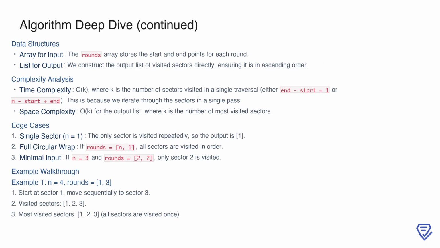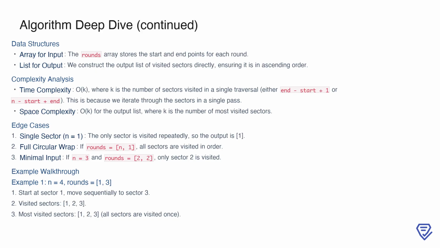The data structures used in this solution are straightforward. The rounds array represents the starting and ending points for each round, while the output is a list of the sectors visited, constructed directly in ascending order. The time complexity of the algorithm is O(k), where k is the number of sectors visited during the traversal. This is because we visit each sector in a single pass. The space complexity is also O(k), as it depends on the size of the output list containing the visited sectors.